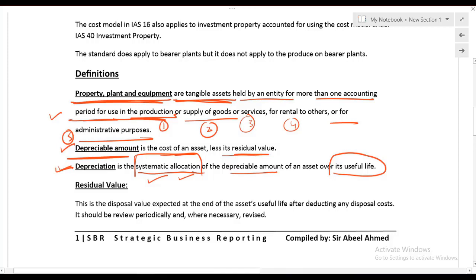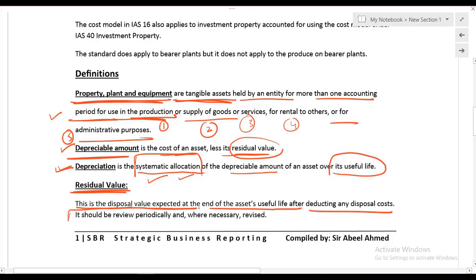Now let's go back to depreciable amount. What is depreciable amount? It is the cost of an asset less RV. The question is, what is this RV, this residual value? Actually, residual value is the estimated disposal proceed at the end of the useful life of the asset. It's just an estimate. Residual value is the disposal value expected at the end of the asset's useful life after deducting any disposal cost.